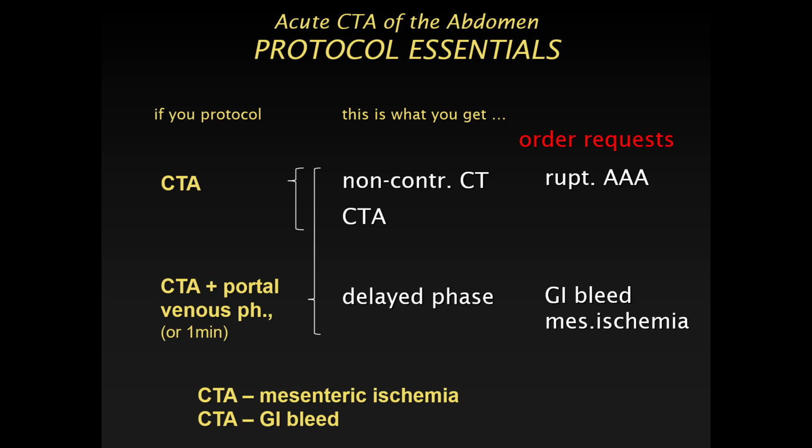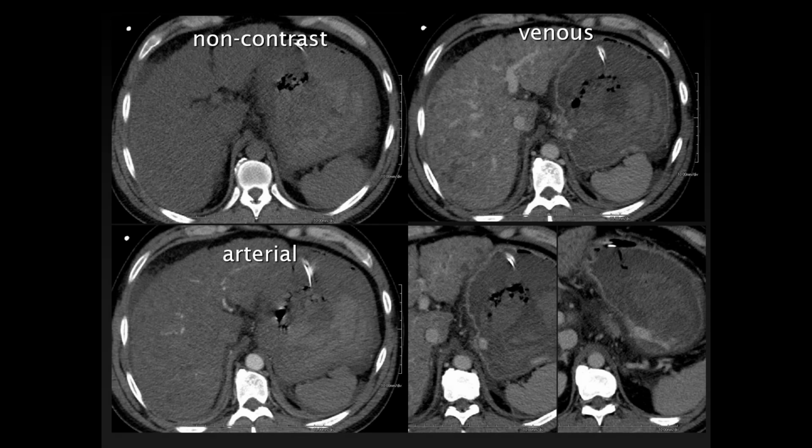But the process that you have to catch is the potential mistake that somebody orders a CTA only for a GI bleed and mesenteric ischemia. That's really the clue. If you then add a delay to a CTA, or you pick a mesenteric ischemia or a GI bleed CT angiogram, both would be appropriate.